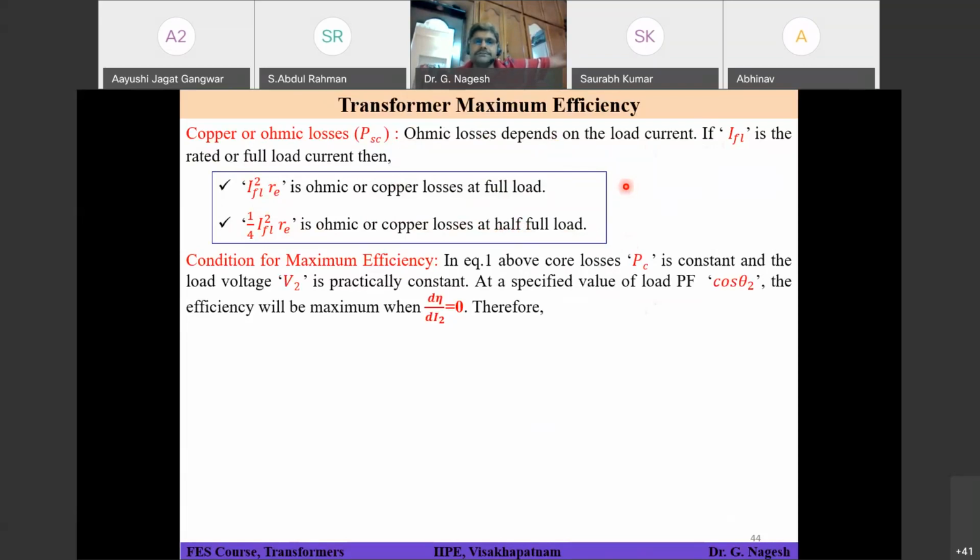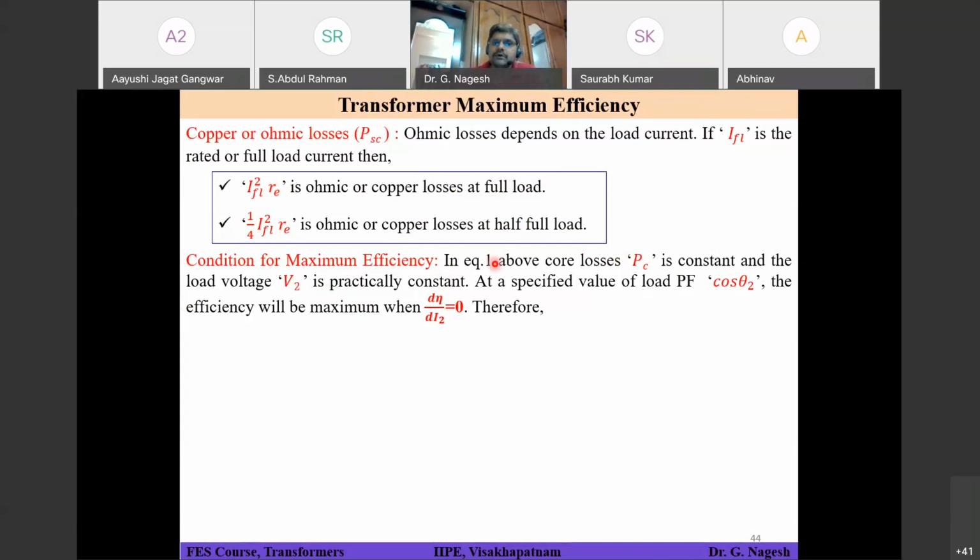Okay. So the next thing is the condition for maximum efficiency. That means at what load current I should run the transformer such that the efficiency of the transformer will be maximum. That's what it means. We are trying to find out what should be the condition such that if I run the transformer at that current, the transformer efficiency will be maximum. So that condition we are trying to find out.